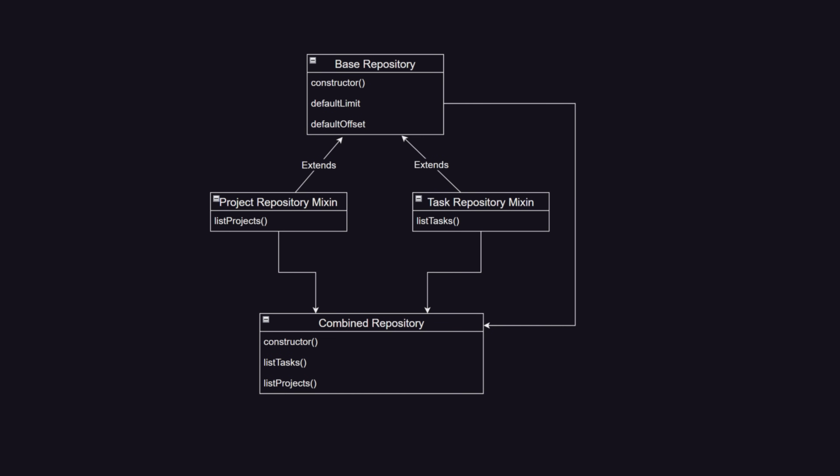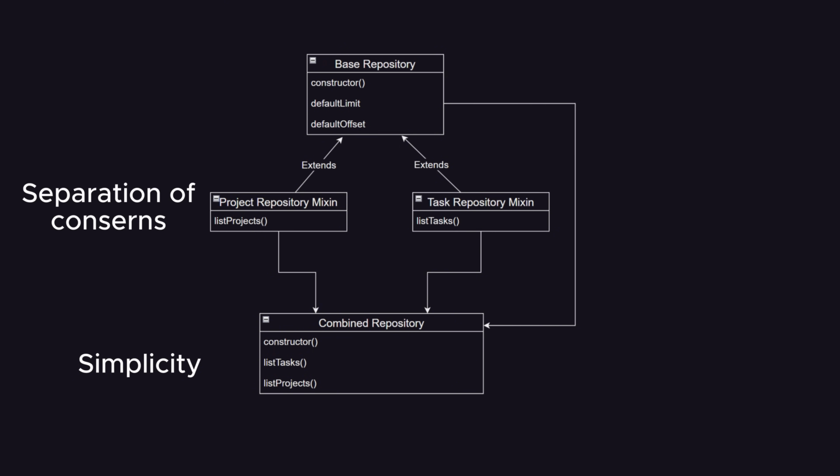Now let's take a look at how we're going to implement the repository. We're going to use TypeScript mixins with inheritance. On one hand, this approach provides simplicity. The client code just has to import the repository and call appropriate methods. On the other hand, it provides separation of concerns. Each mixin is designed to handle a specific entity, project, or task. Since both mixin repositories extend the base repository, they inherit its functionality, enabling efficient code reuse and adherence to the DRY or don't repeat yourself principle.